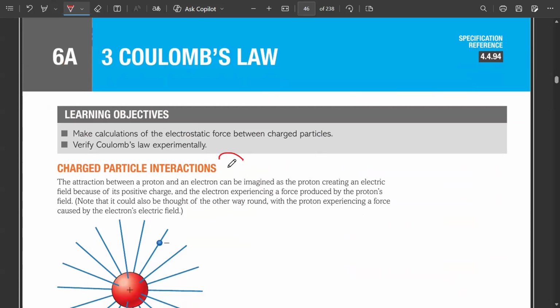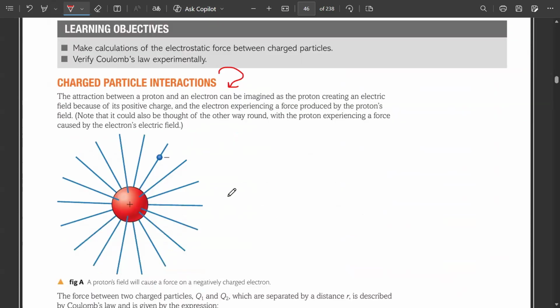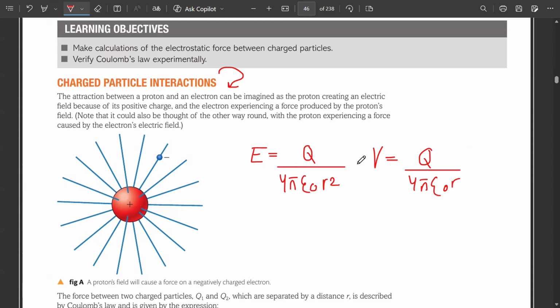चार्ज पार्टिकल इंटरेक्शंस की बात करते हैं कि जब आपस में दो चार्ज पार्टिकल इंटरेक्ट करेंगे। पहले हमने जो इलेक्ट्रिक फील्ड स्ट्रेंथ निकाली है, that was just for one charge, कि इलेक्ट्रिक फील्ड स्ट्रेंथ can be calculated for a charge divided by 4 pi epsilon naught r square. Then we have also seen how to calculate the potential, q over 4 pi epsilon naught r. These are the two formulas that we have studied till now.